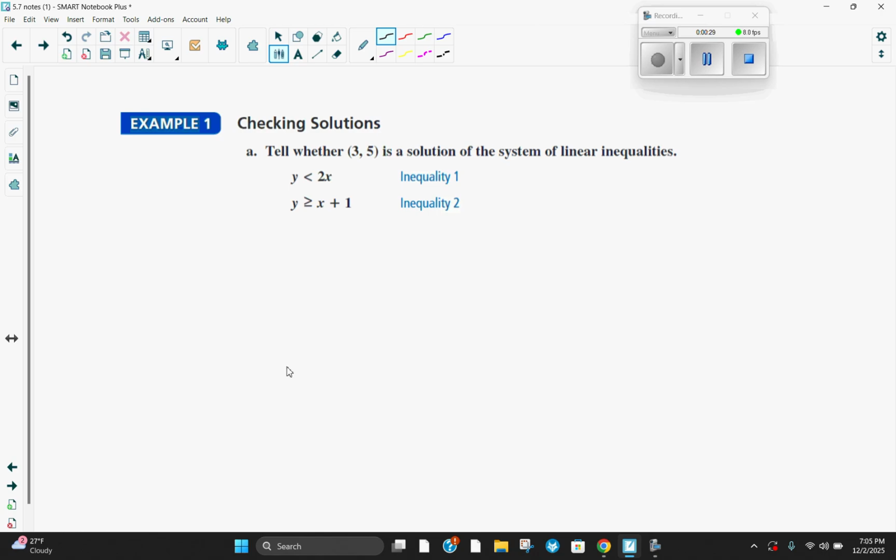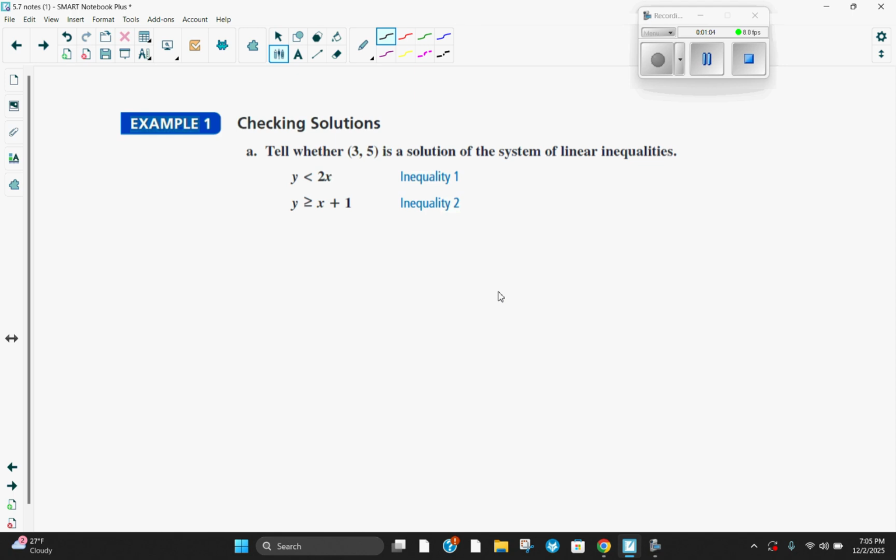So for example 1, I've got two inequalities. It's a system of linear inequalities. And I want to look to see if a particular solution or ordered pair is a solution to that system. So I'll be looking at these two inequalities and the point (3, 5). So really what you're going to do is just substitute those in for x and y and see if it's true. If I look at the first inequality, it's y less than or equal to 2x.